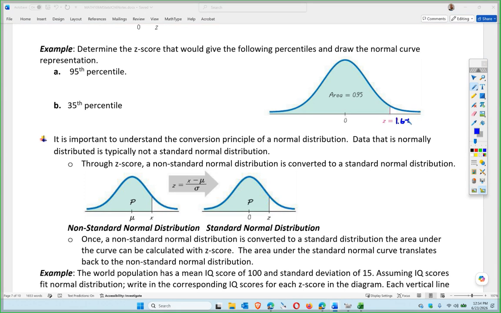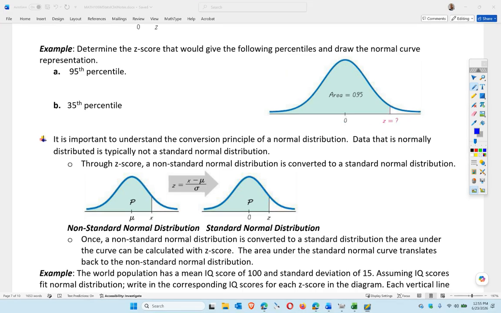1.64, right? Dot, dot, dot. And then somewhere over here is, you know, the 35th percentile, right? Not to scale here, which should be, you know, z of negative 0.38, dot, dot, dot, correct? So negative is below, positive is above, essentially, right?